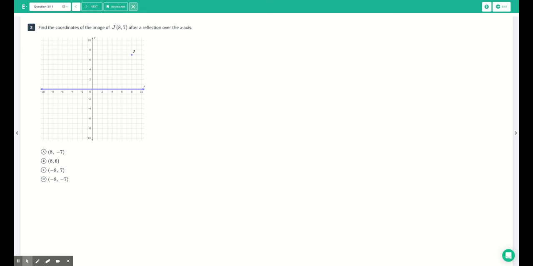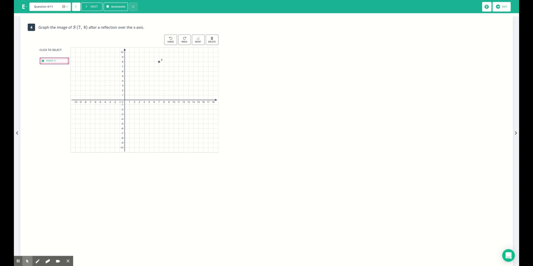Find the coordinates of image J, which is at 8, 7, after reflecting over the x-axis. And nicely, the x-axis is highlighted, so you should be on the opposite side of that. We talked about that in class, about the importance of highlighting your line of reflection. So instead of being at 8, 7, it's going to be at 8, negative 7. Remember, the y values are opposite.